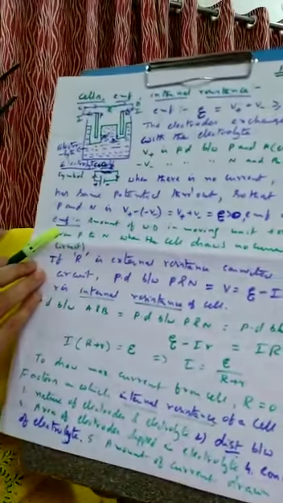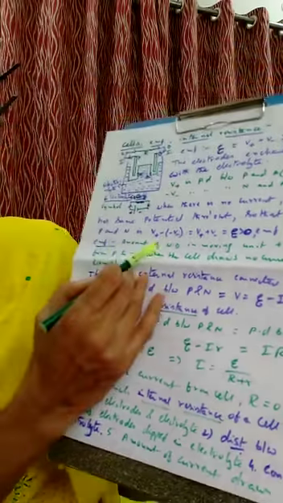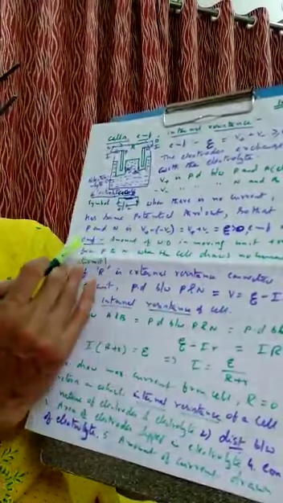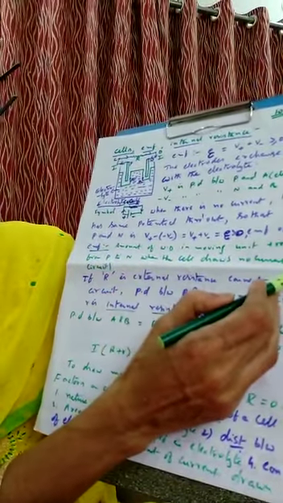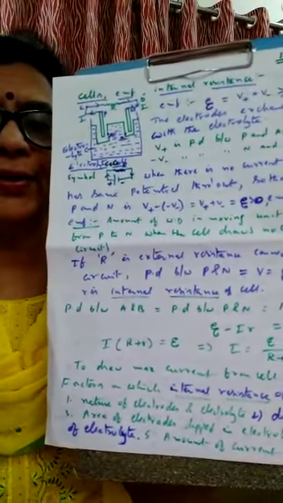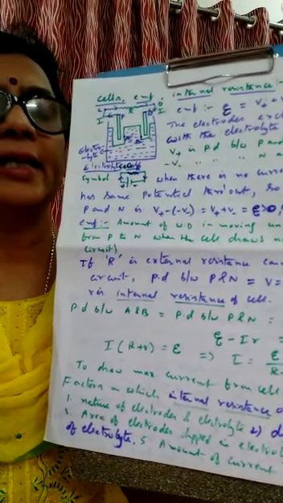So, what is the meaning of EMF? What is the definition of the EMF of the cell? The amount of work done in moving a unit positive charge from P to N when the cell draws no current. When the cell draws no current, it means the cell is in open circuit. We are not connecting the cell to any other appliance, in any other circuit here.